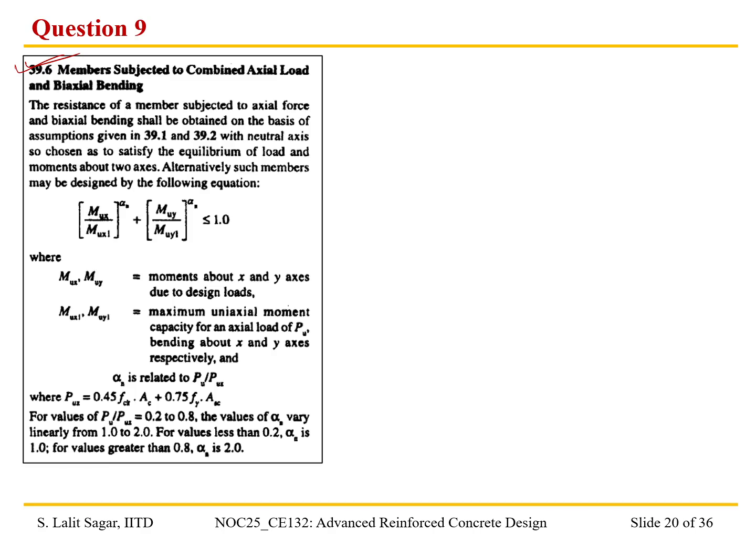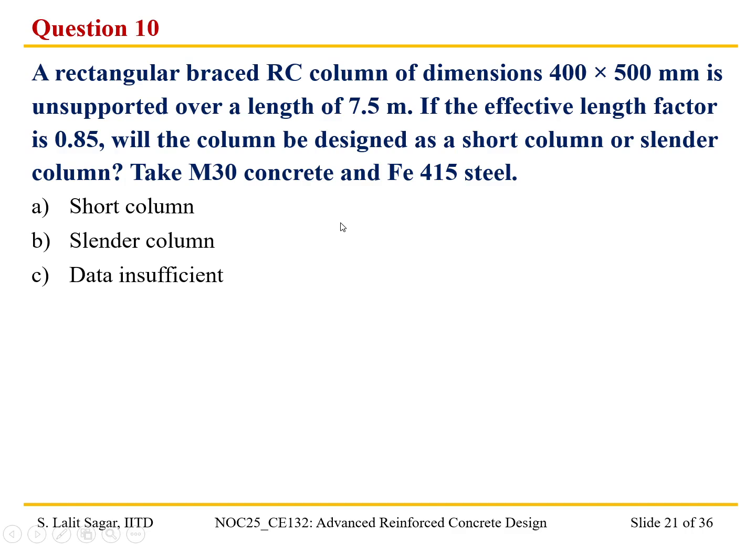We need to be very careful while solving the column that is subjected to complex loading conditions such as the biaxial loading. So we'll proceed to the next question now. It is given that there is a rectangular braced RC column of dimensions 400 by 500 mm, and it is unsupported over a length of 7.5 meter. If the effective length factor is 0.85, will the column be designed as a short column or a slender column?